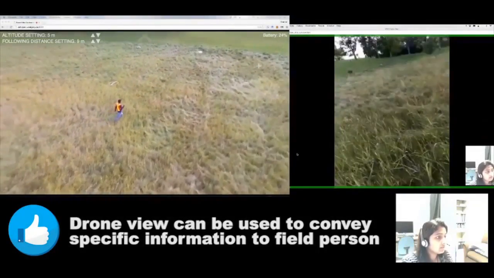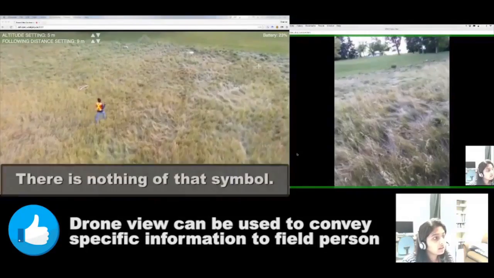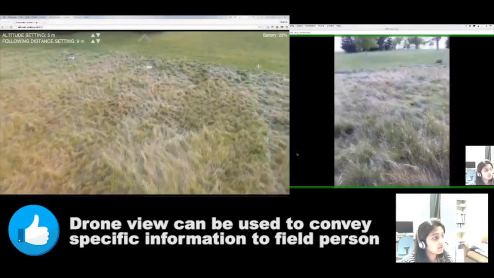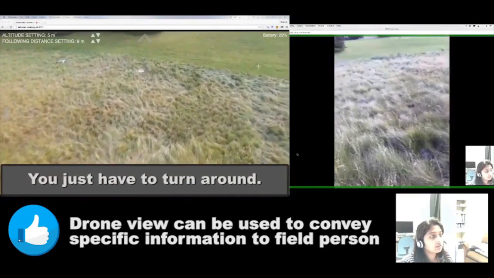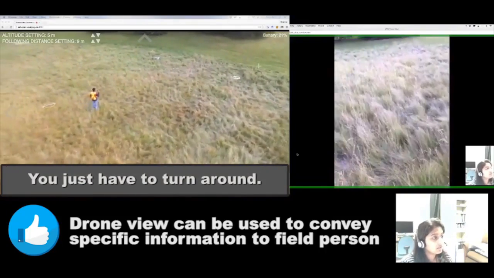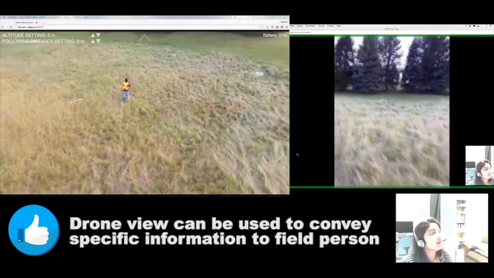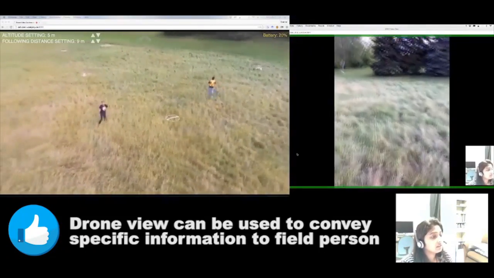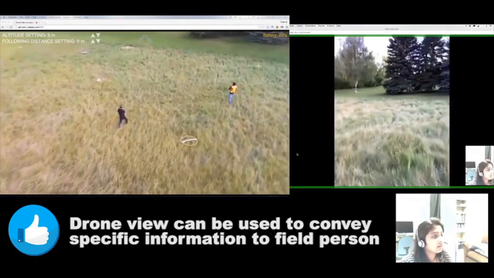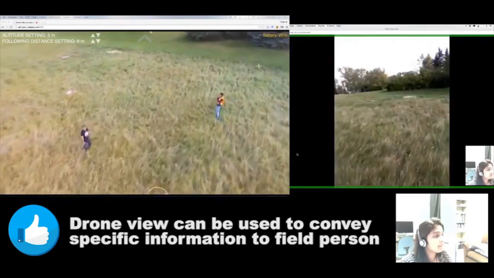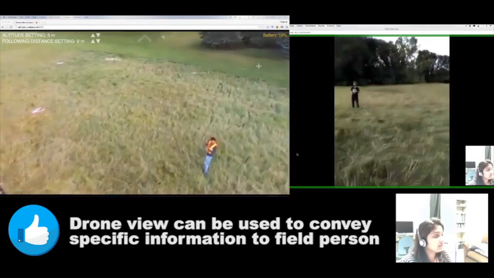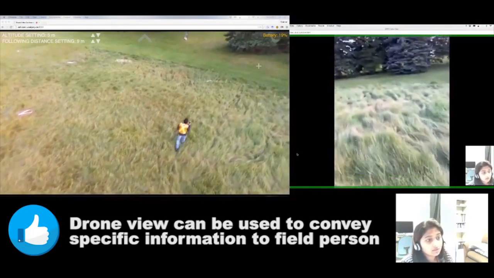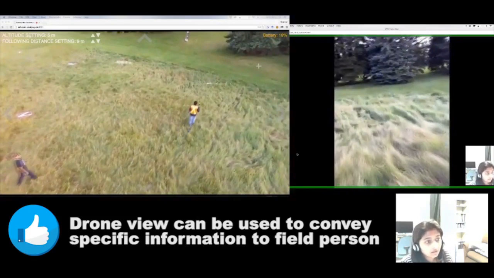Okay. There is nothing with that symbol. Don't go near that. There is nothing there. You just have to turn around. I can't see anything now. Still turn. No, still nothing is there. Still move further. Yeah, there is something. Move further. Yeah, I think it's here.